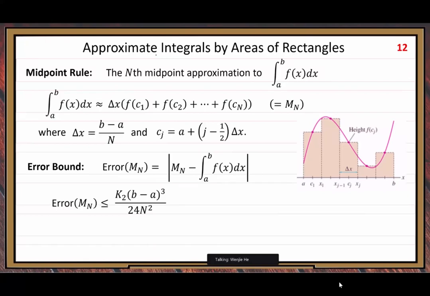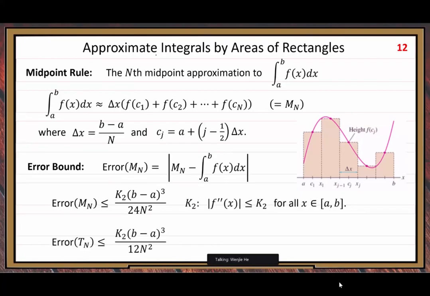Let's see. The numerator is the same as before. The denominator is 24 times n squared. Let me copy the trapezoid rule. Same meaning here for the trapezoid rule T, and you can see the denominator is slightly different: 24 versus 12.